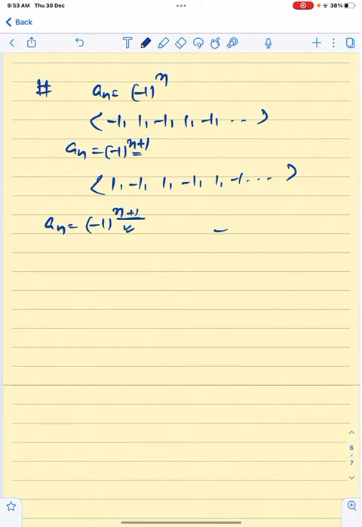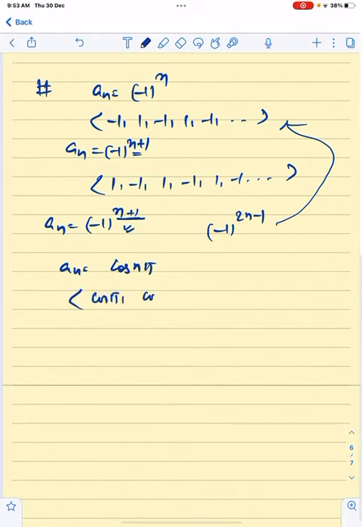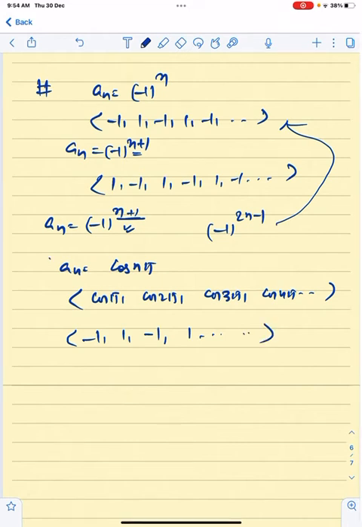So you can also write it as minus 1 raised to power 2n minus 1, right? Again, if I put 1 here, I'll get this sequence. So both are the same thing, and you can write in whatever way you want. You can also write an equals cos n pi. Why? When you put values, what sequence will you get? Cos pi, cos 2 pi, cos 3 pi, cos 4 pi, and so on. And cos pi we know is minus 1, cos 2 pi is 1, again 1 and minus 1, right? Like this.